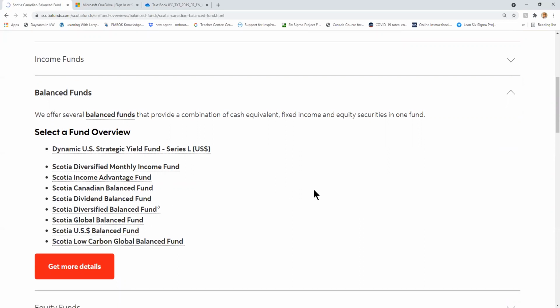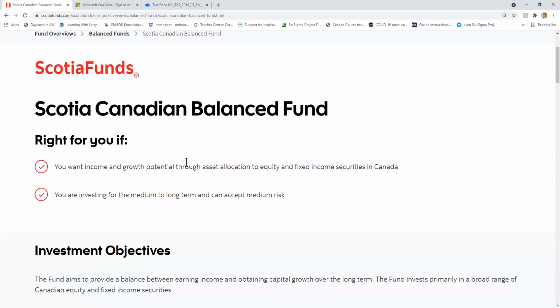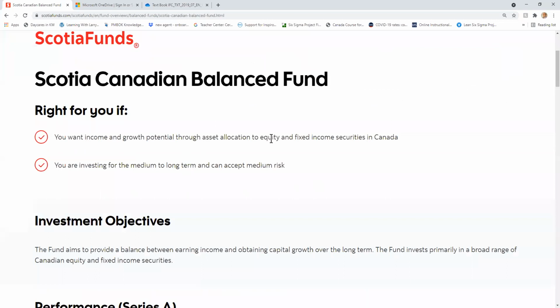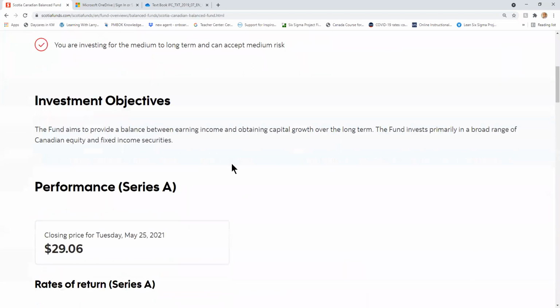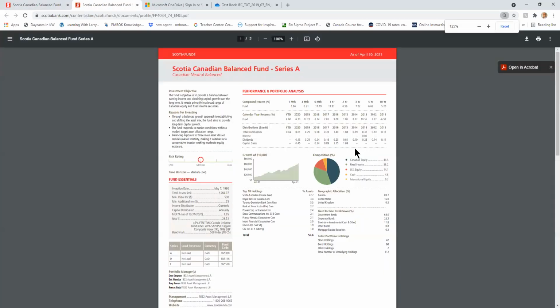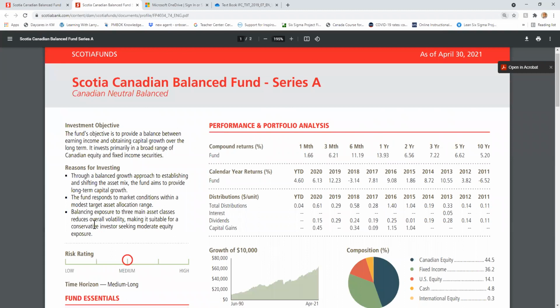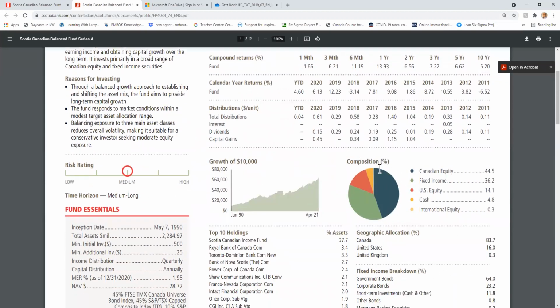Let's take a look at the Canadian balanced fund. A balanced fund has a mix of both, equity and fixed income. So it has both. Overall, this is again medium risk, and it is invested in stocks and bonds. You have a mixture here: 44% of your money is in Canadian shares, 36% is in fixed income securities, and some in US equity also.